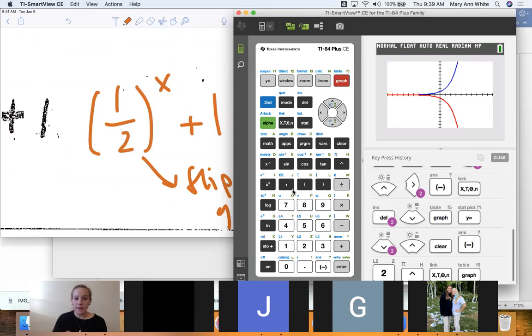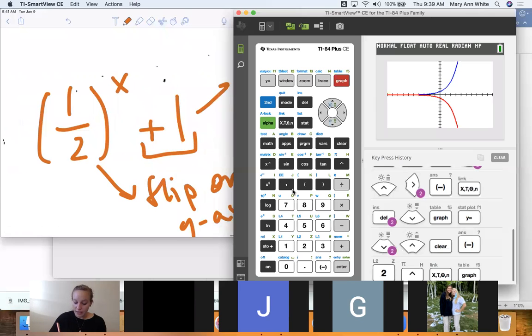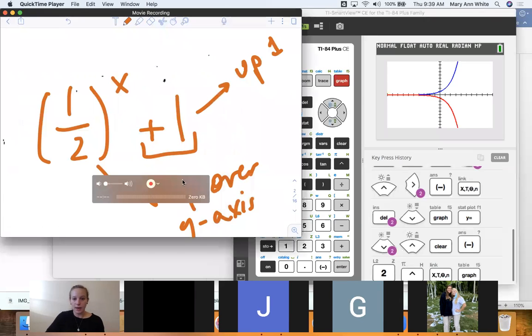If it was independent, this would be its own graph, but since we're talking about it in terms of that blue graph on my paper already, this 1/2 makes it flip over the y-axis. And then the +1, if you're adding a 1 to the end or subtracting something from the end, that affects my y's. So I'm going up 1 unit. I know you can't see that. I'm going up 1 unit.